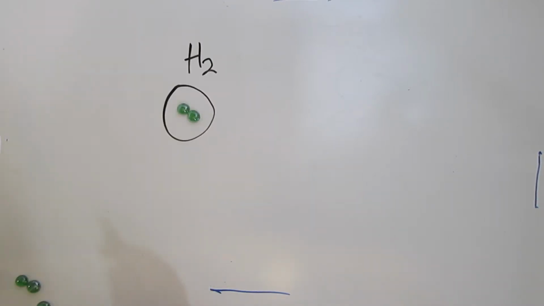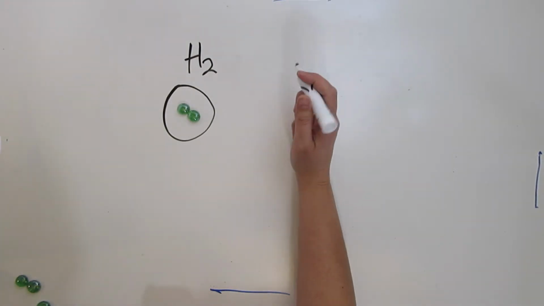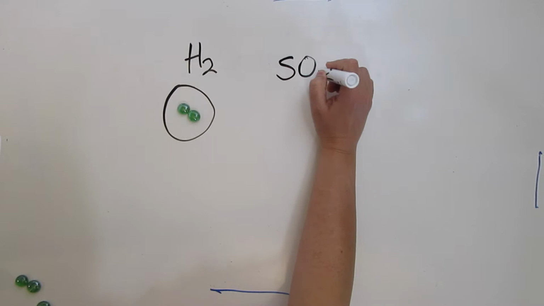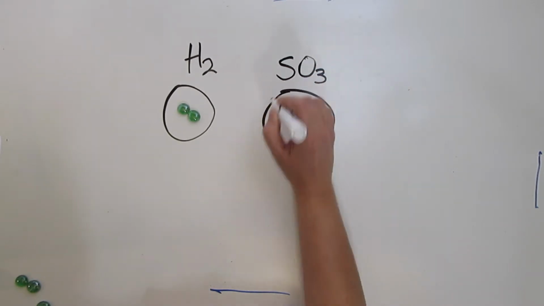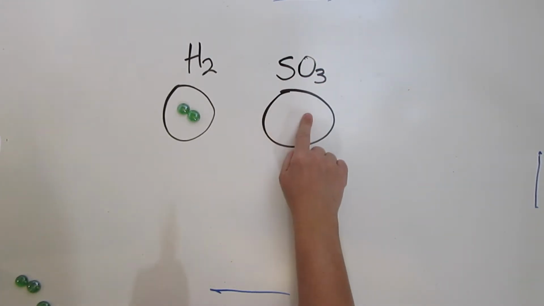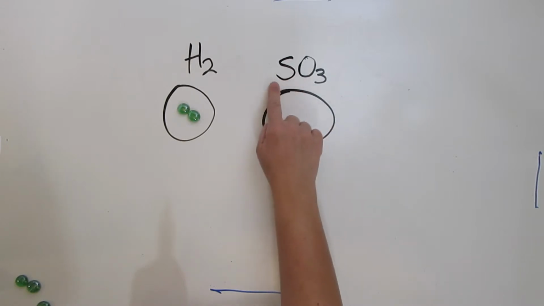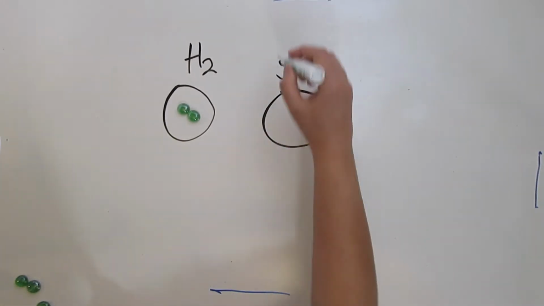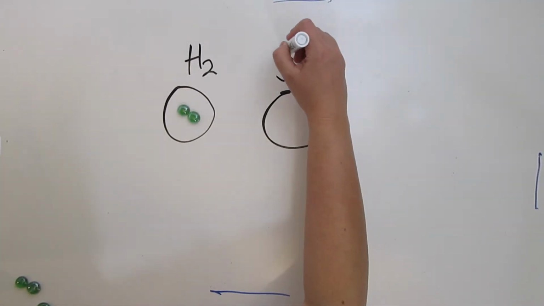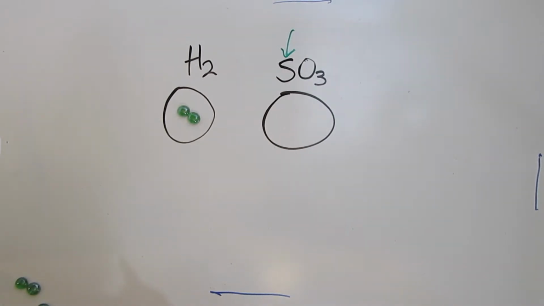So here's what that package of hydrogen looks like with the glass beads. Each green bead represents one hydrogen atom, and I've drawn a circle around it to indicate that that is one package or molecule. And now let's look at sulfur trioxide. The package that is sulfur trioxide has two different types of elements. And so you can see this one right here, if you look at your periodic table, S stands for sulfur.